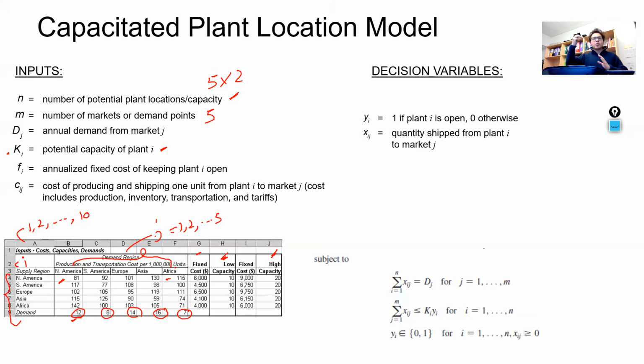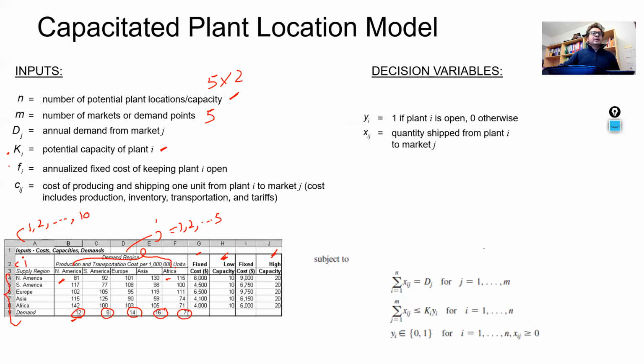do we want to say, for example, K1 is North America low, K2 is South America low, K3 is Europe low capacity, K4 is Asia low capacity, K5 is Africa low capacity, and then we start from 6 with the high capacity ones. So 6 would be North America high, 7 would be South America high, and so on. Okay, so this is how we could read this.